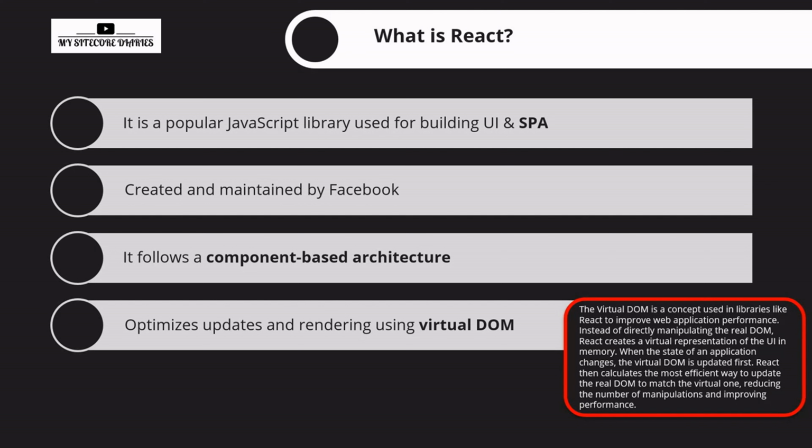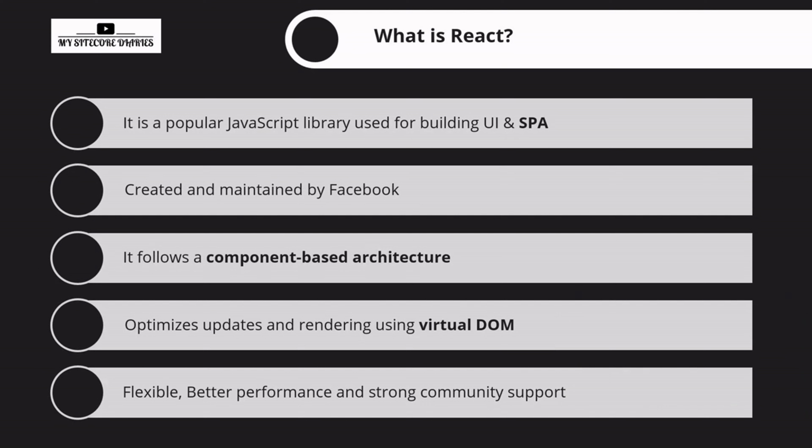So when the state of the application changes, the virtual DOM is first updated. React then calculates the most efficient way to update the real DOM to match the virtual one, reducing the number of manipulations and improving the performance. So basically it's a replica of your DOM in memory, which will get updated first and then your actual DOM will get updated. So that optimizes the updates and rendering.